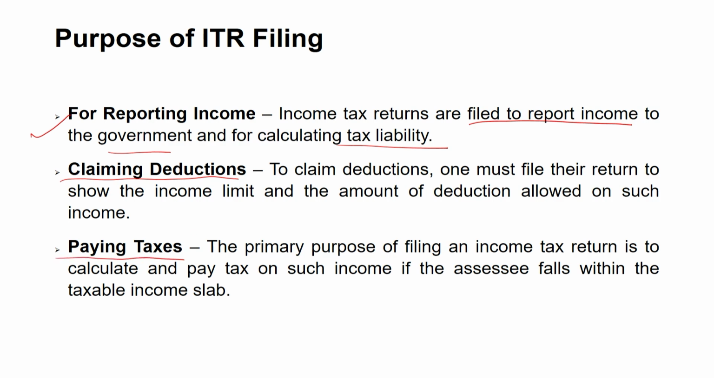Then, for paying taxes: the primary purpose of the government authority and the income tax authority for the process of filing of return is to collect taxes from their citizens. So the primary purpose of filing an income tax return is to calculate the actual tax and pay it to the authority on the income of the assessee that falls within the taxable income slab according to the financial budget of the country. So these are the various objectives of the ITR filing.